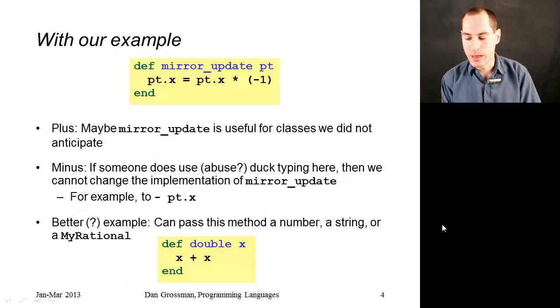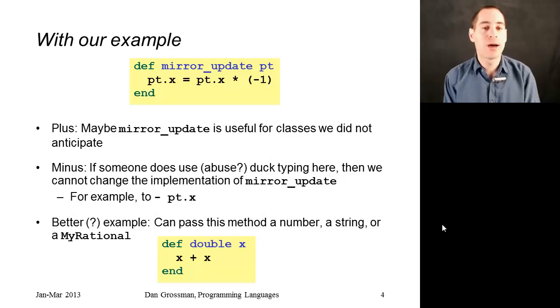So the plus of this is that maybe mirror update is now useful for classes we did not anticipate. That by writing the code without checking that we take an instance of point, other clients can reuse our code in ways that may be useful to them.